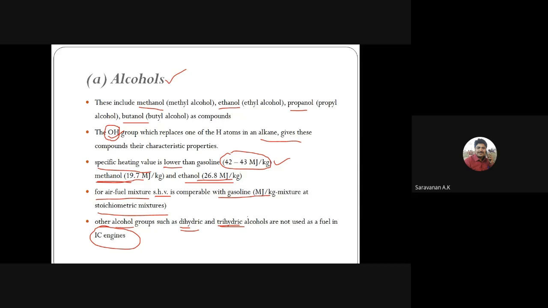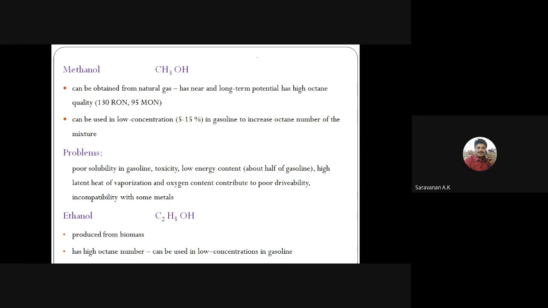In that alcohol group, first we can see the methanol. What is methanol or methyl alcohol? Methanol, which is represented by CH3OH, is obtained from natural gas. It has near and long-term potential, and a high octane number, 130 RON, that is research octane number. The low concentration, 5 to 15% in gasoline, is used to increase the octane number of the mixture.